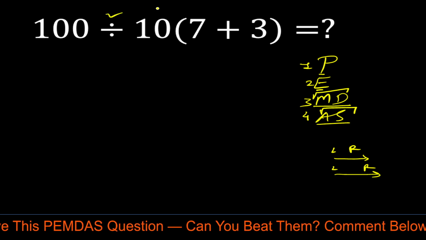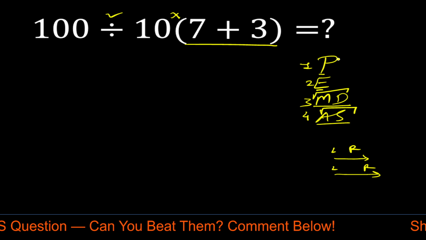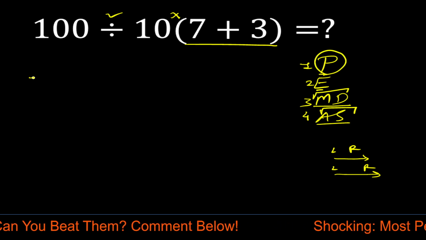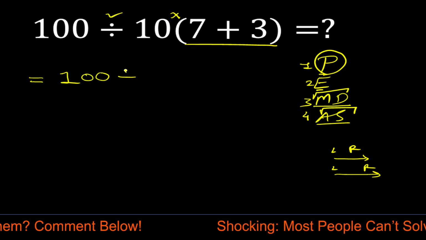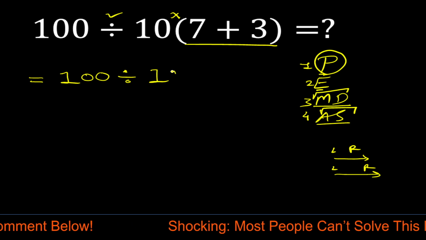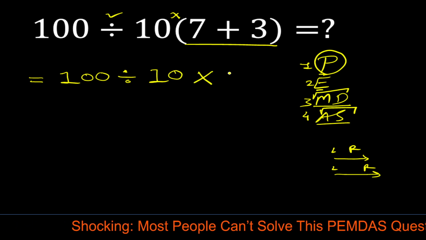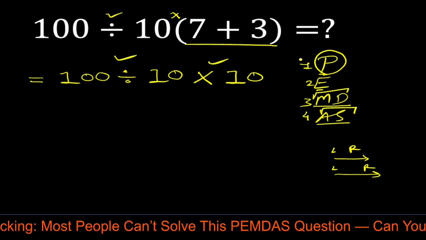So in this question, here we have division, here multiplication, and here we have one parenthesis. So according to the PEMDAS rule, first we have to solve the parenthesis. So now 100 divided by 10. Now solve this parenthesis. 7 plus 3 is equal to 10. So times 10, right? Now here we have division and here multiplication.